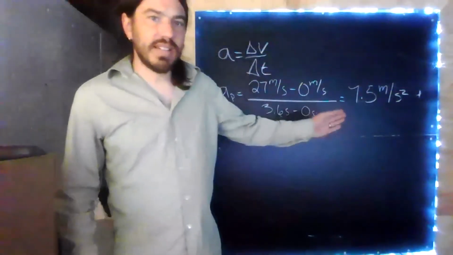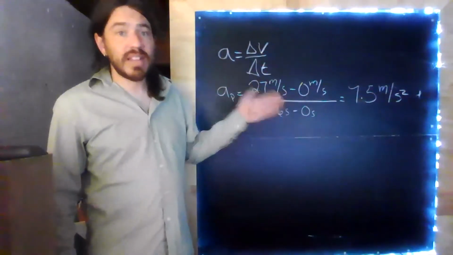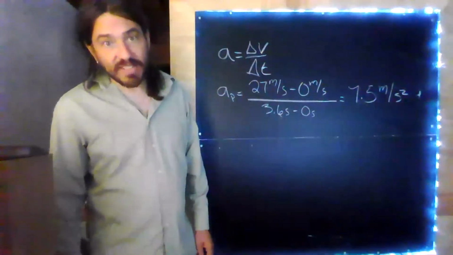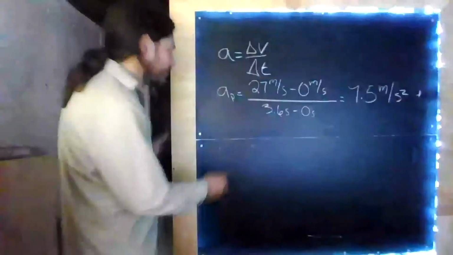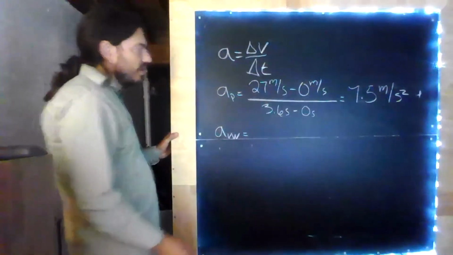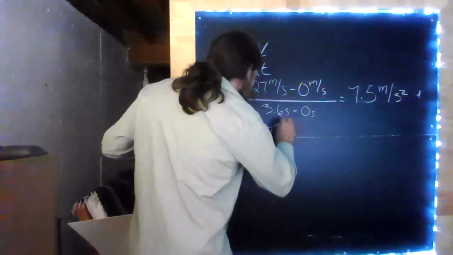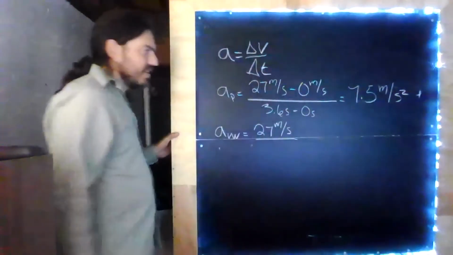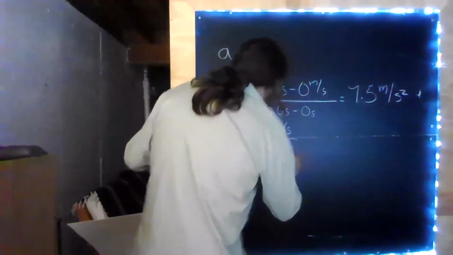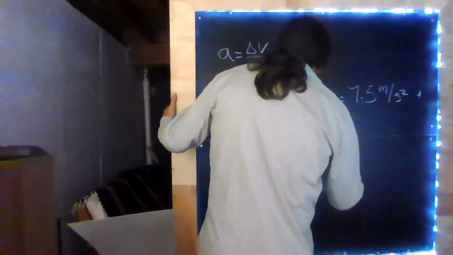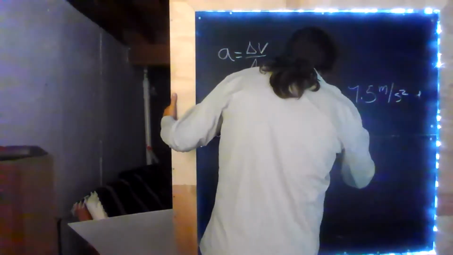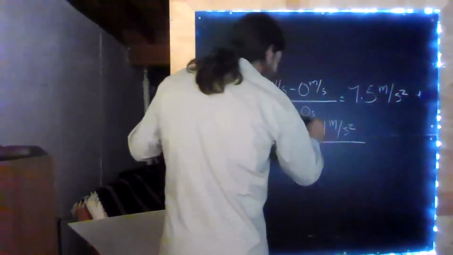Again, we can interpret this as the Porsche's velocity changing by 7.5 meters per second every single second, or 7.5 meters per second squared. A for my VW, then, is going to be, again, 27 meters per second. Maybe I'll skip the subtract zeros on this one, in 24 seconds. And so this gives us an answer of 1.1 meters per second squared.